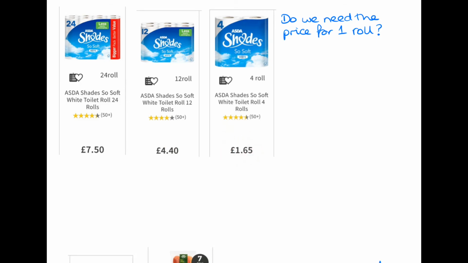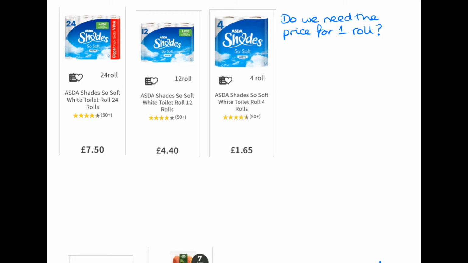So here is definitely a case of, if you are actually doing this in real life and really shopping for toilet rolls, you would need to think about where you keep them. Not everybody's got a cupboard big enough to put 24 toilet rolls in. However, perhaps if you've got a big family, 4 toilet rolls isn't enough. You might get through toilet rolls really quickly. So you've got to think about what your household actually needs and what your household can store.